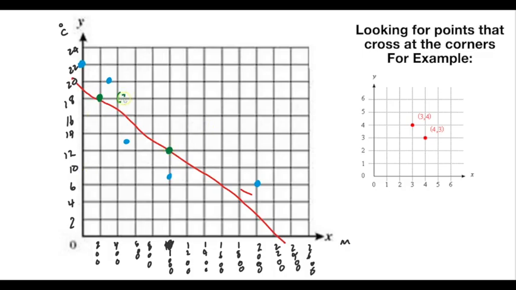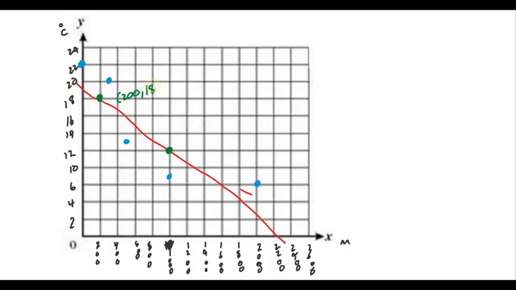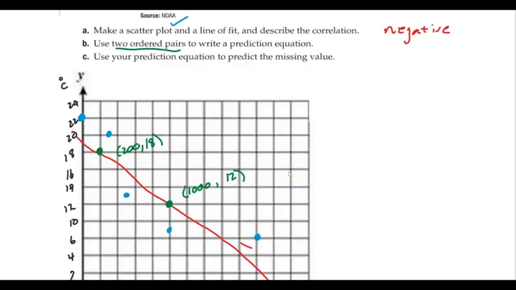I'm going to have 200, 18. And over here, I have 1,000, 12. And those are just estimates. It all depends how you draw your line of best fit. But you want to hit two places that cross nicely. That's the goal. Now that I have my 2 points, let's write a prediction equation.